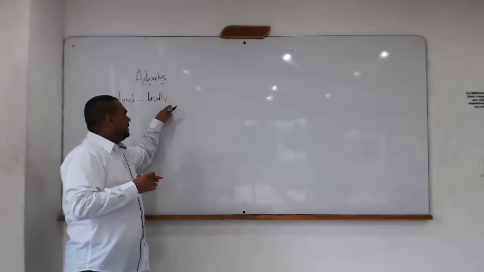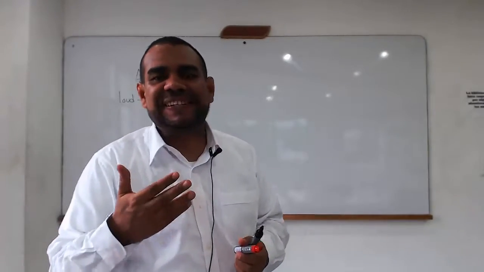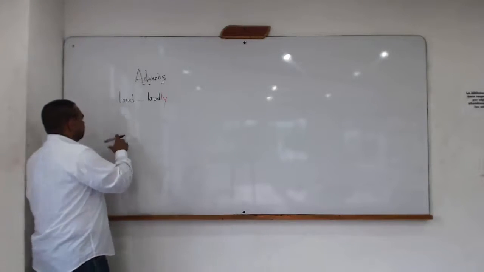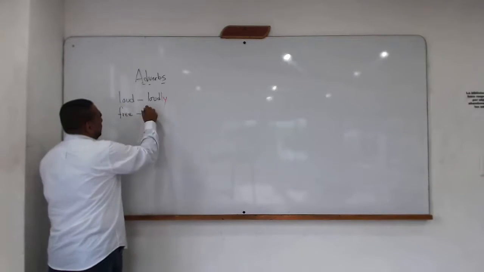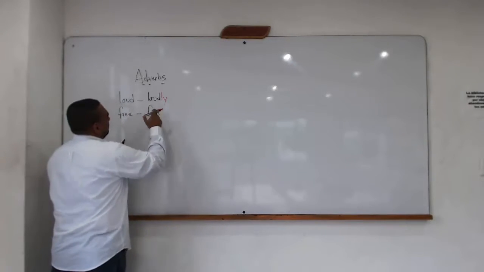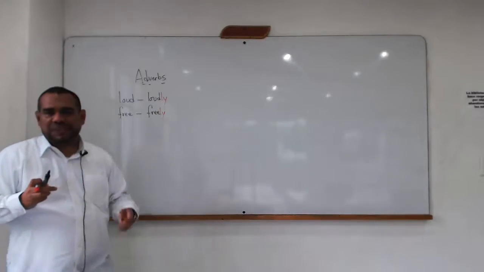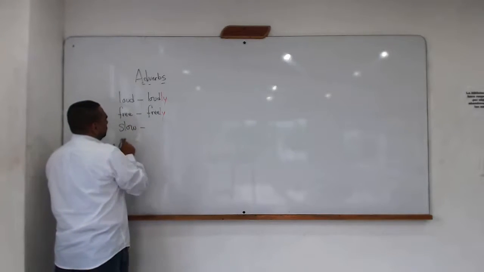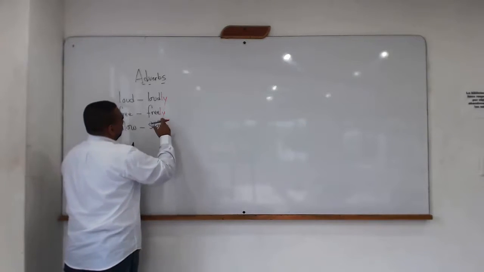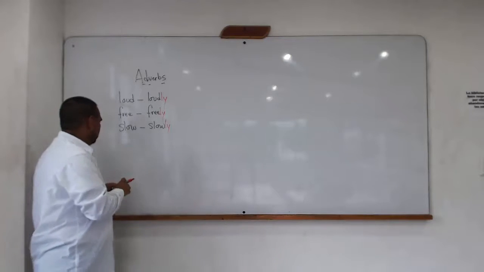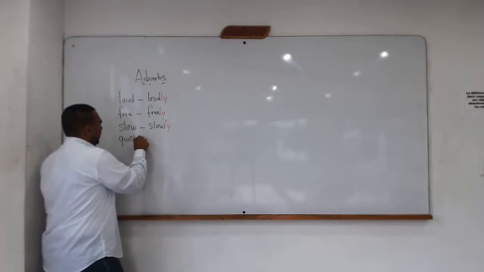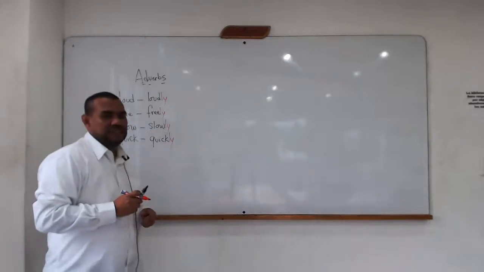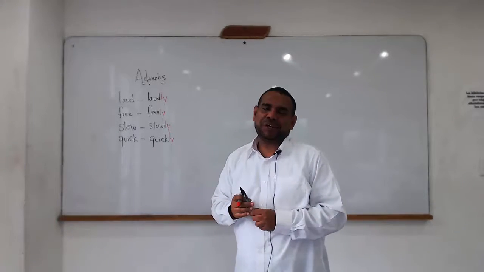And by placing this ending, we are going to indicate how things are done, how a specific action is carried out. For example, free. And then by adding this, freely, we are going to have the adverb too. Another one, slow. Slowly. Quick. Quickly. Now we have adverbs there.